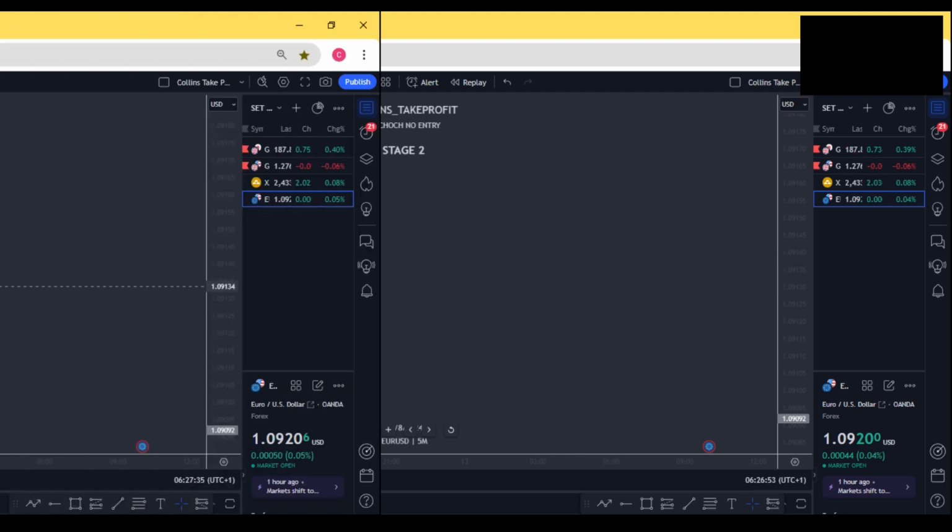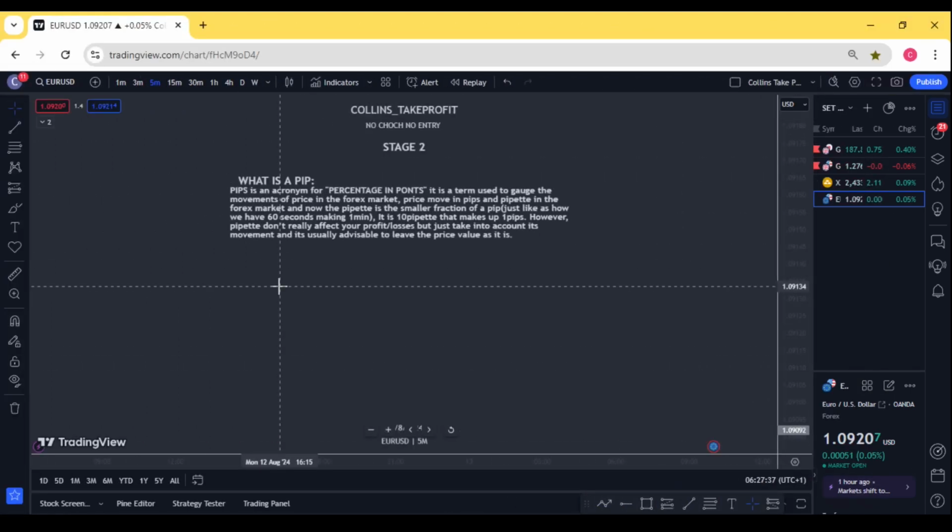What is a pip? A pip is an acronym for percentage in points. This is a term used to gauge price movements in the forex market. Price moves in pips, and these pips are made of pipettes, but pipettes don't usually have much significance in your profit or losses. It's just advisable to take into account that pipettes make up a pip, just like 60 seconds make 1 minute, the same way 10 pipettes make a pip.